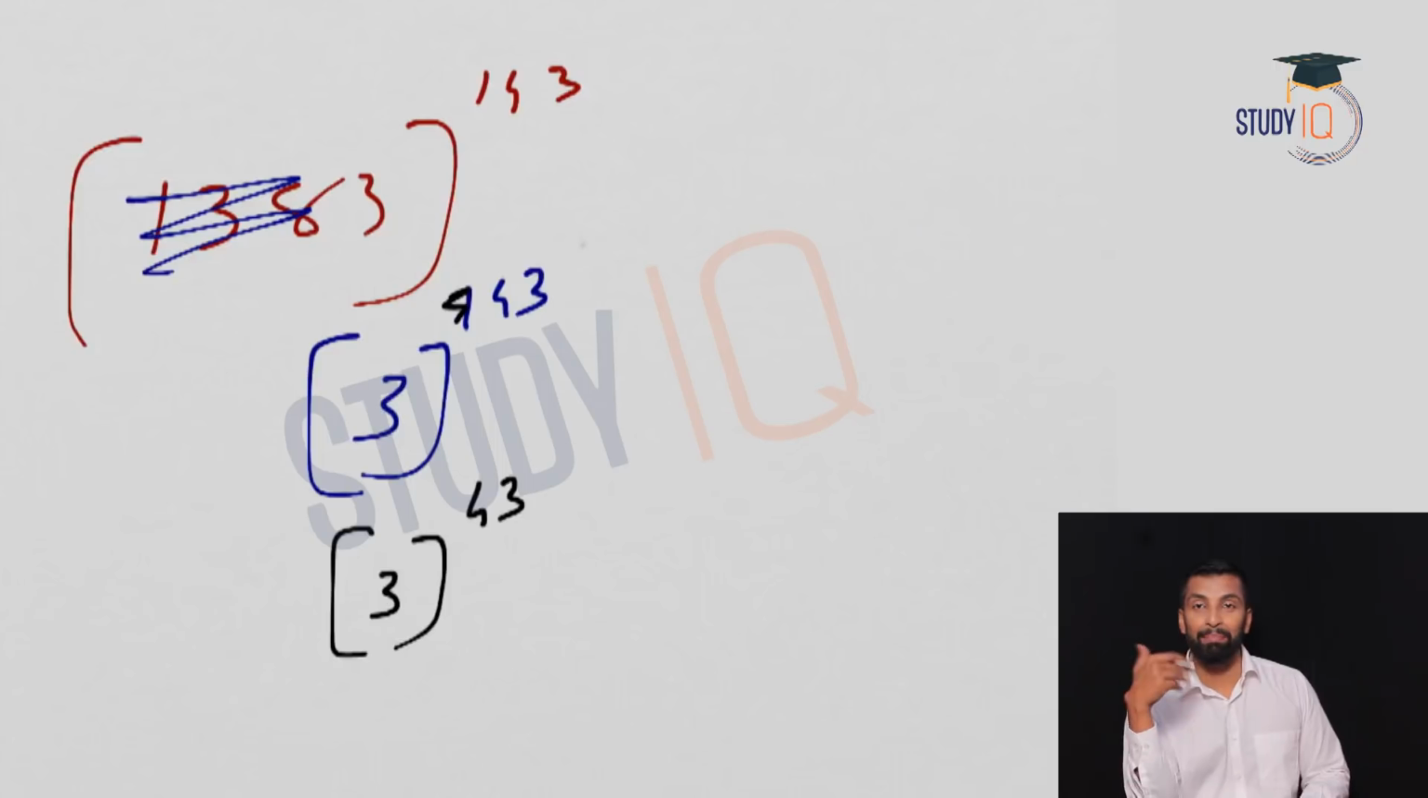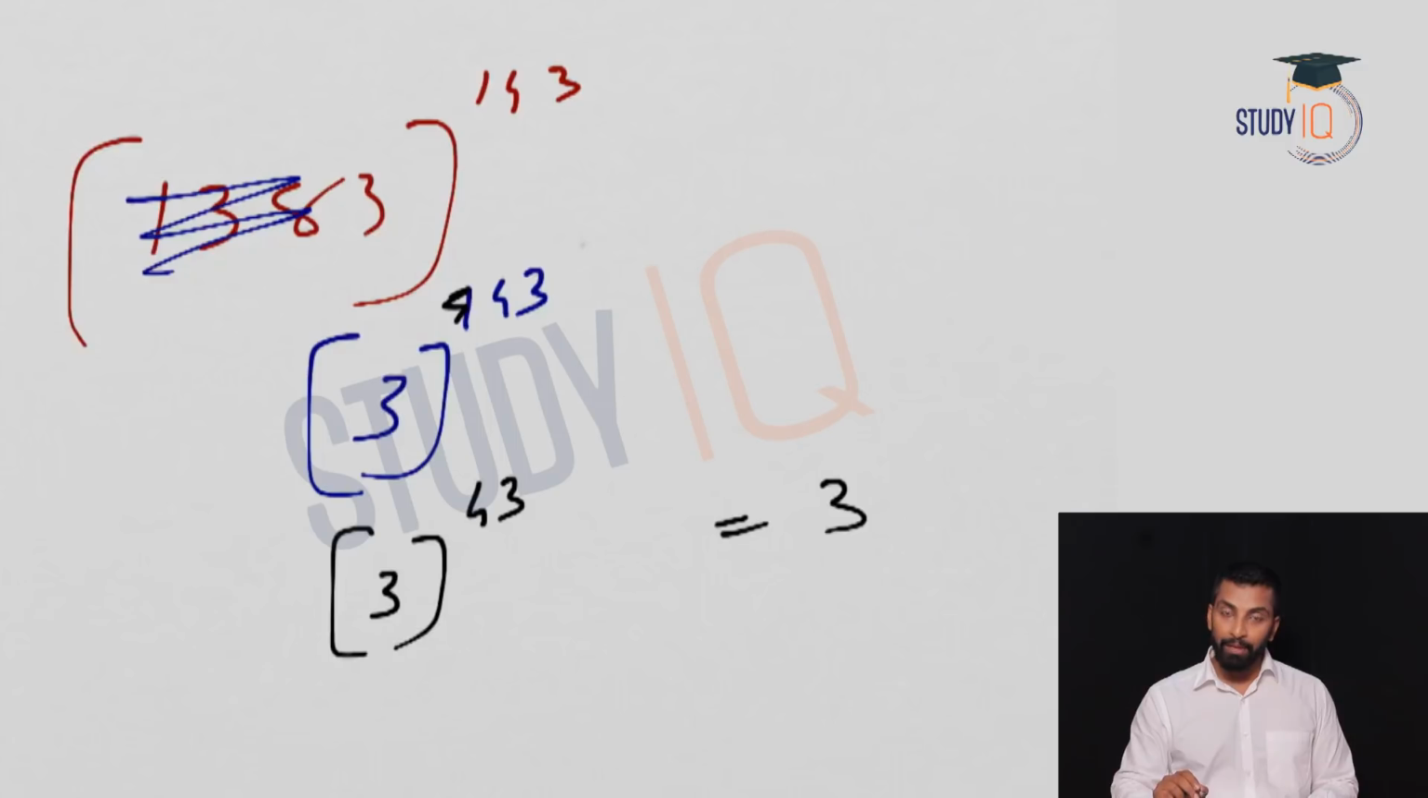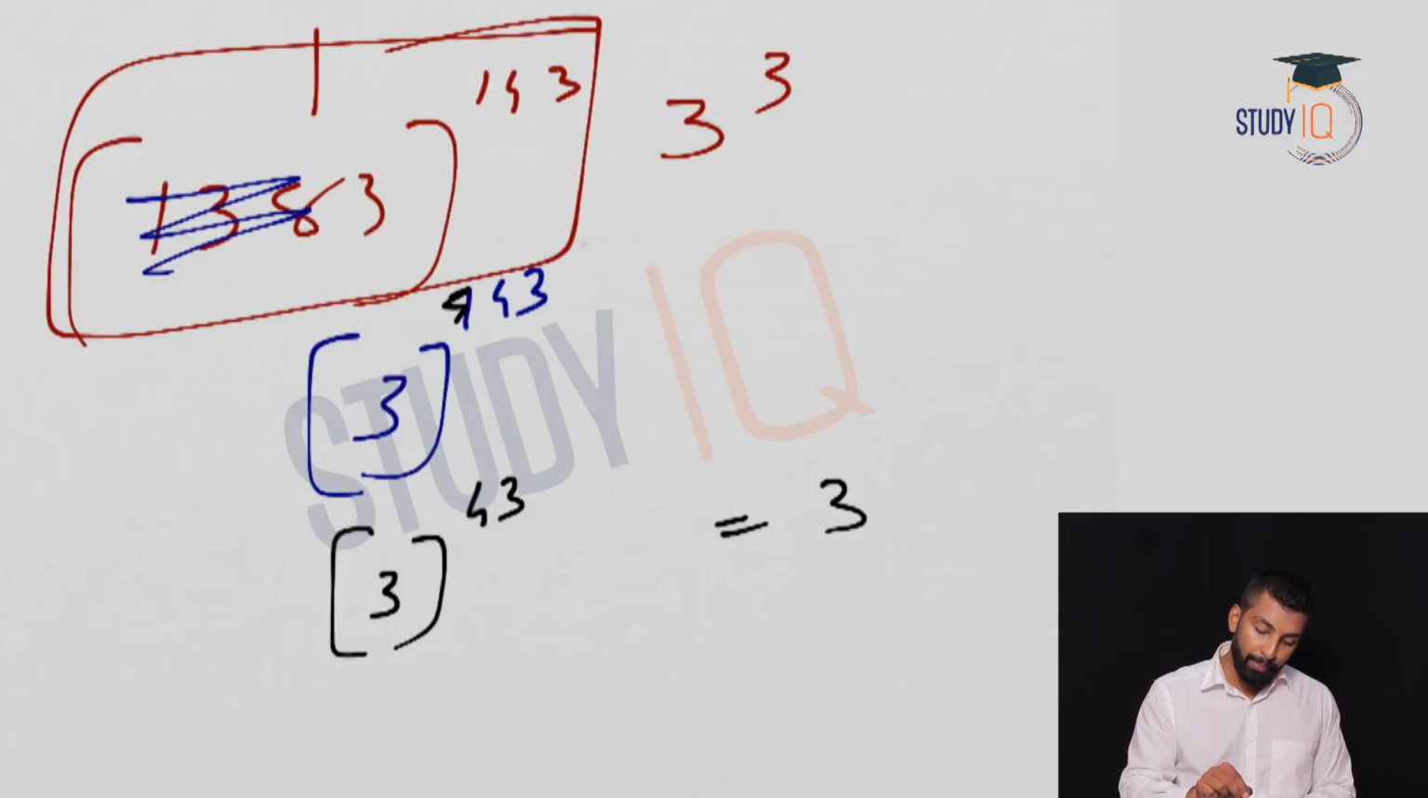Whatever, that's the beauty of this method, right? Whatever be the power, you can reduce to the last 2 digits. You just need to get the remainder when divided by 4, and you know the divisibility of 4, right? Okay, so 43 divided by 4 means you'll get 3. So you write it as 3 raised to 3. That means the last digit of this big expression will be similar to 3 raised to 3. What is that? 7.